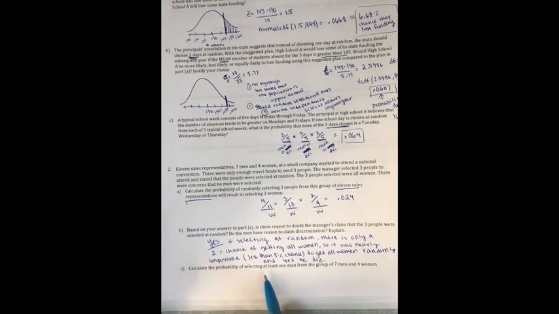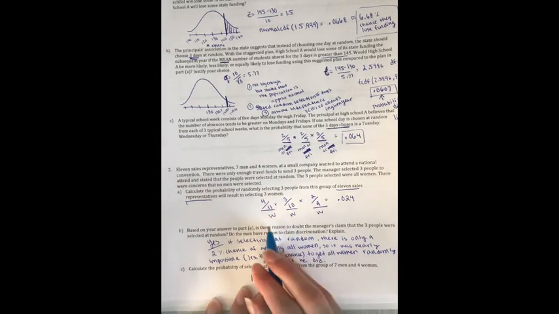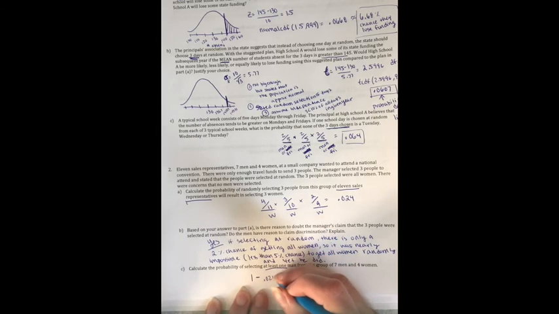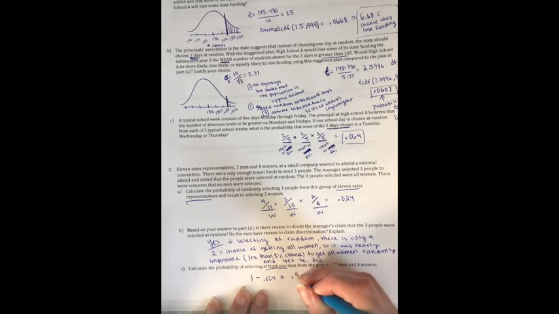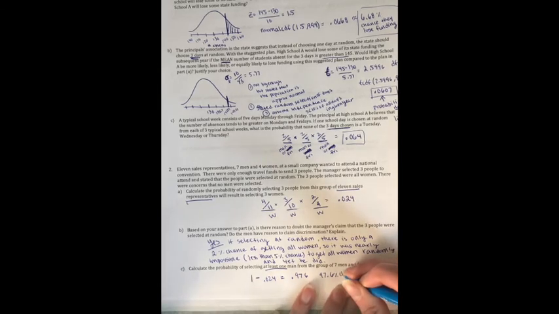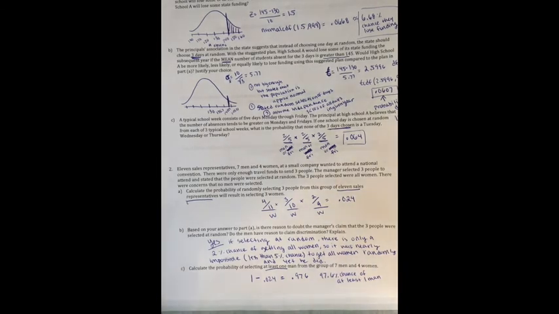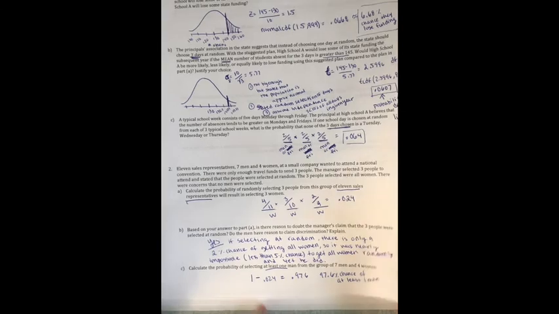Okay, calculate the probability of selecting at least 1 man. So that's everything except all women. So there is a 97.6% chance of at least 1 man. So there was pretty much an assurance that at least 1 guy was going to go. But they didn't get at least 1 guy, so something was wrong.